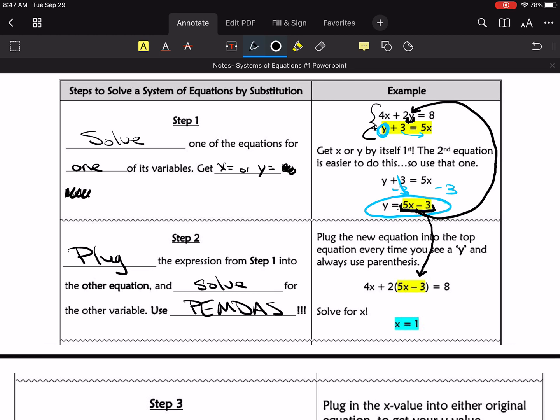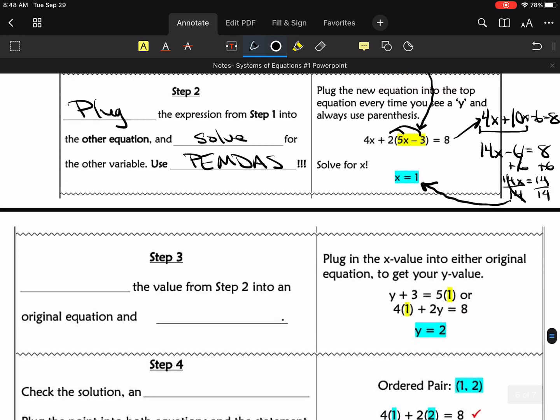Okay, then I do my order of operations. So we would distribute the 2, and I'll do this over here. So we would have 4x plus 10x minus 6 equals 8. Combining the 4x and the 10x, combine my like terms, I get 14x minus 6 equals 8. Add the 6 over. 14x equals 14. And then I divide. 14 divided by 14 leaves me with x equals 1.